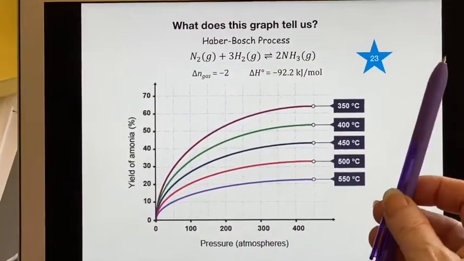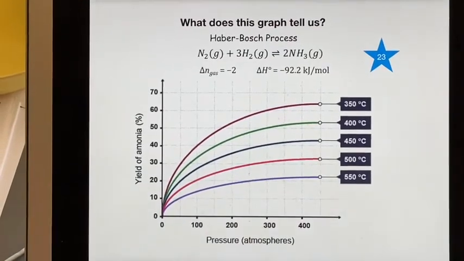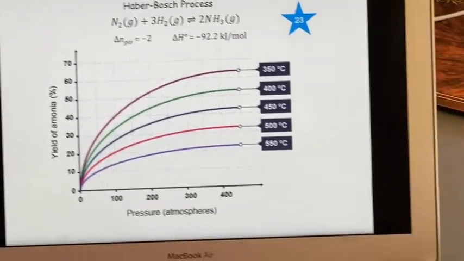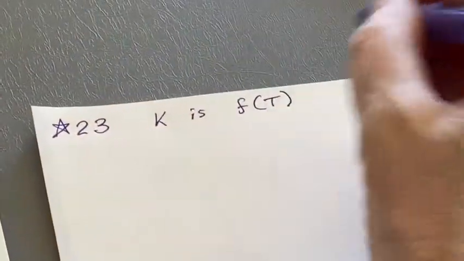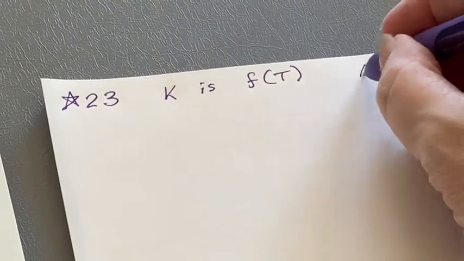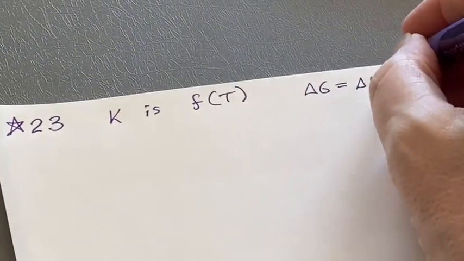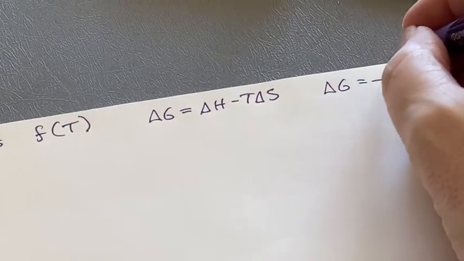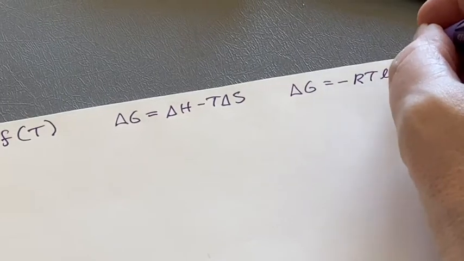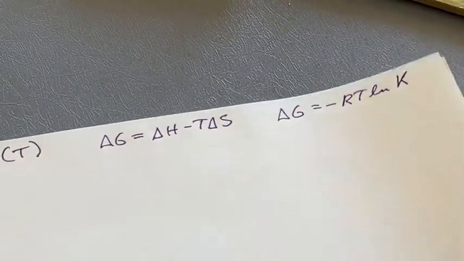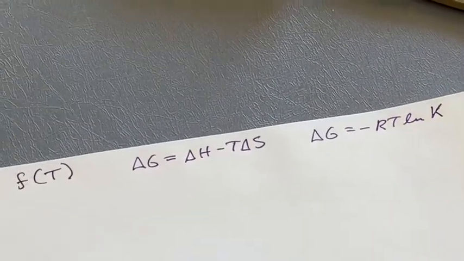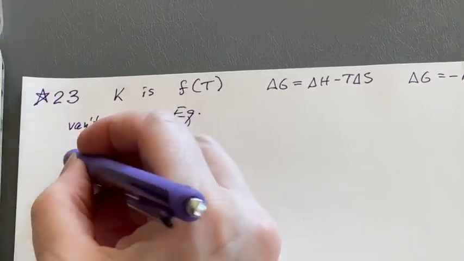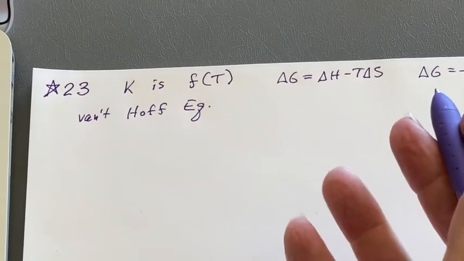But pressure isn't the only thing that is going on. Temperature affects K. K is a function of temperature in some way. I do know that delta G is both delta H minus T delta S, as well as that delta G is our new minus RT natural log of K. We are going to use those facts in order to derive something called the Van't Hoff Equation. So let's talk about this being at 2 different temperatures.